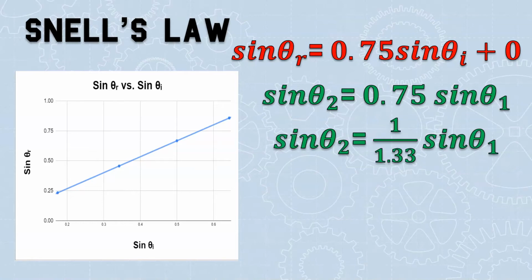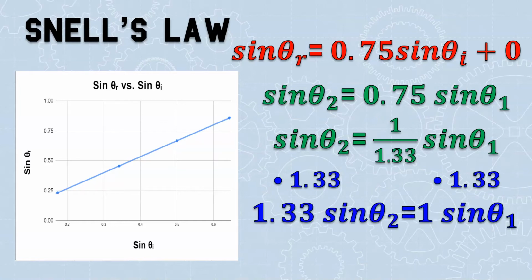Now to solve this and simplify a little bit, I'm going to multiply both sides by 1.33. I want to get it on the other side.